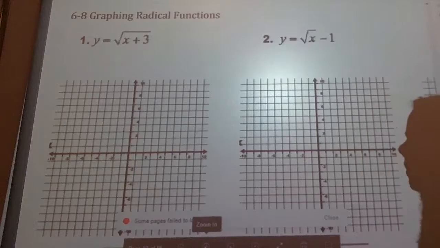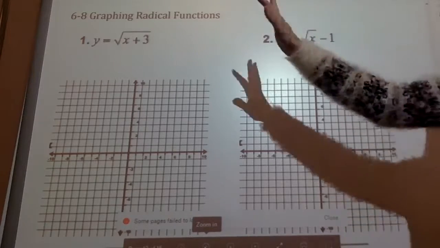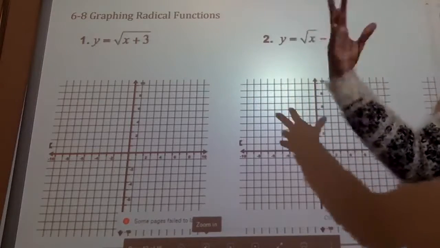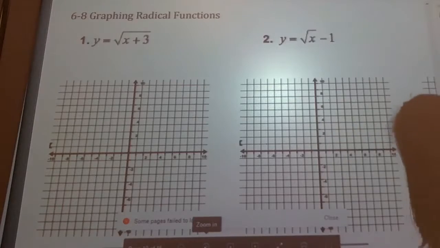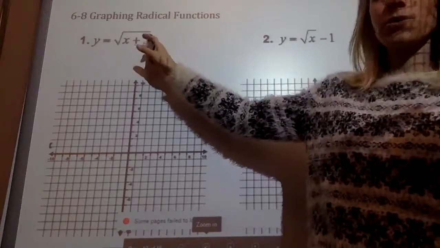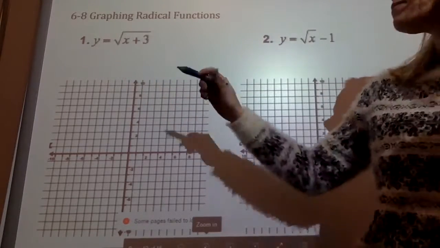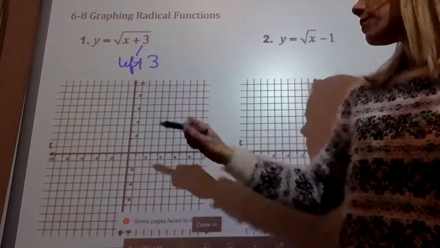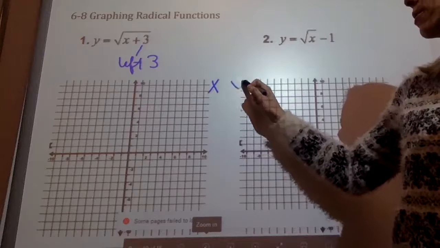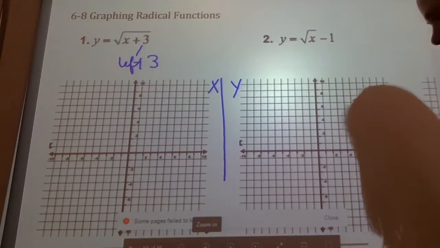What to do with each of these is just first describe the transformation, and then graph it on the calculator and set up a table and graph the points. So if we look at this first one, square root of x plus 3, what does the plus 3 mean? Left 3, right. Left 3, okay? So let's graph it to find some points.